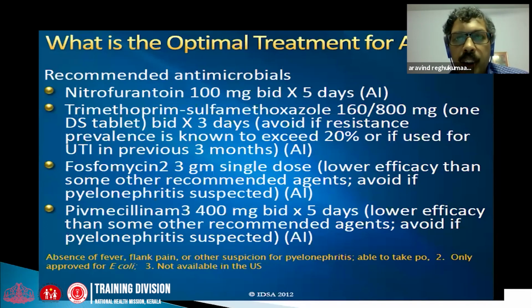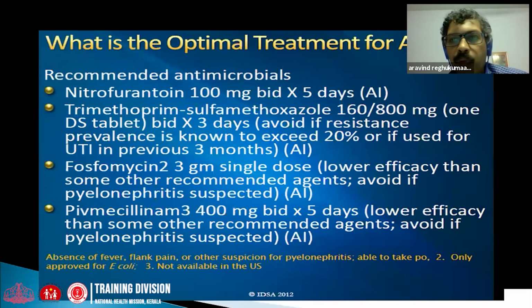When you are choosing cotrimoxazole, we should be sure that the resistance prevalence against cotrimoxazole is less than 20%. That is the importance of having antibiograms as well as the susceptibility data. In your hospital or in your locality, if the resistance to cotrimoxazole for the UTI sample is less than 20%, this also has an A1 recommendation. That is a double strength tablet twice daily for 3 days. If you are choosing cotrimoxazole for the treatment of acute uncomplicated cystitis, you require only 3 days of treatment, whereas if you are choosing nitrofurantoin, you require 5 days of treatment.